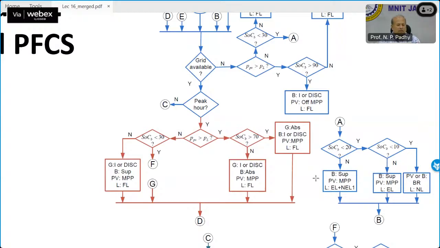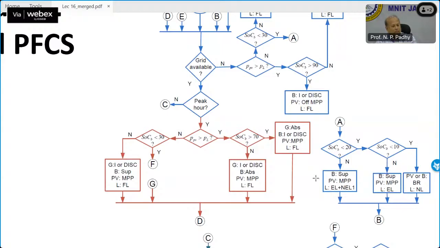So first of all, you have to check the state of battery. Now, if it is less than 30, the battery cannot discharge. But if it is no, that means the battery has some charge, so the battery can start supplying.